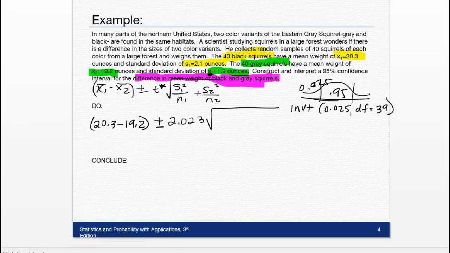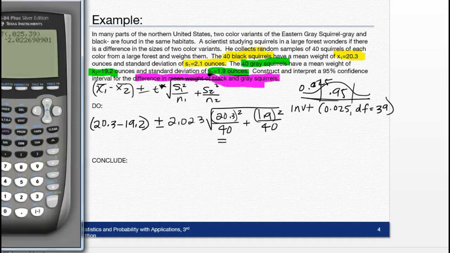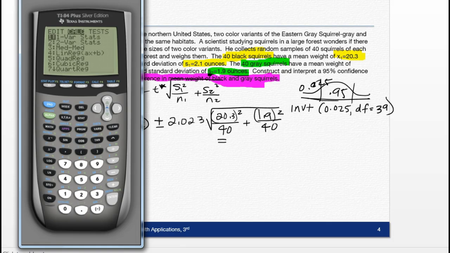And then I'm going to fill in the formula. S1 was 2.1 squared over my sample size of 40, plus s2 was 1.9 squared over sample size of 40. Now, that part you have to show me, but remember the calculator is going to run the numbers for you. So when I go into my calculator, I go to stat test. I need to go all the way down to 2-sample t interval. So it's option 0. Hit enter, and they gave me the statistics, so I want to choose the statistics option. And I've already entered my data. There's x bar 1, s1, n1, x bar 2, s2, n2.